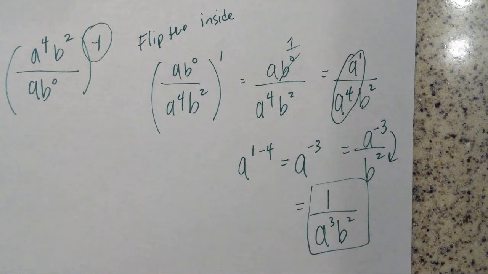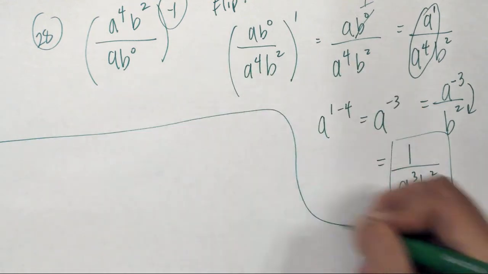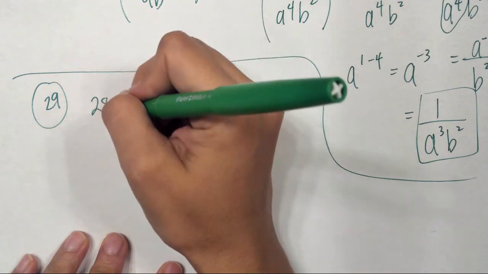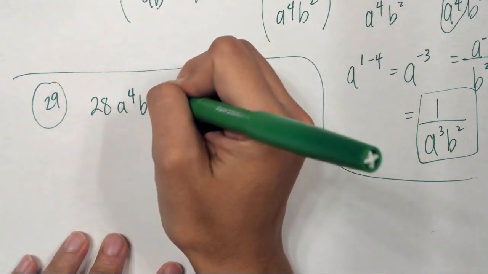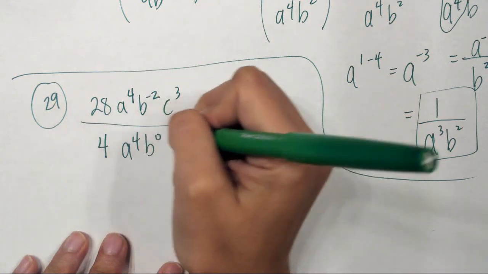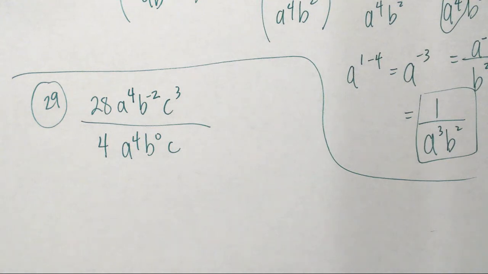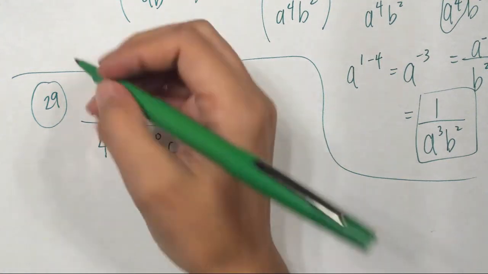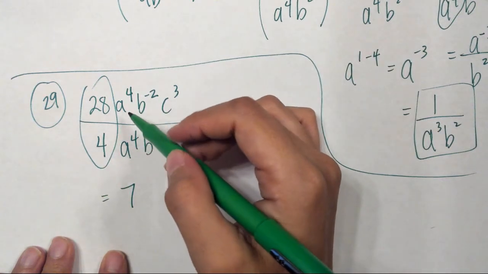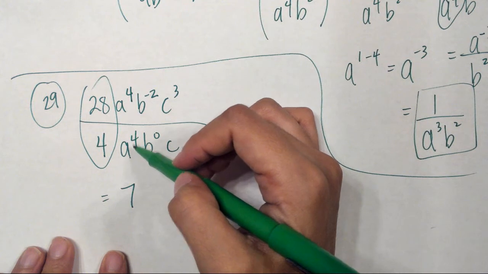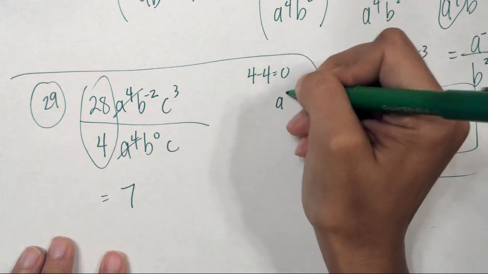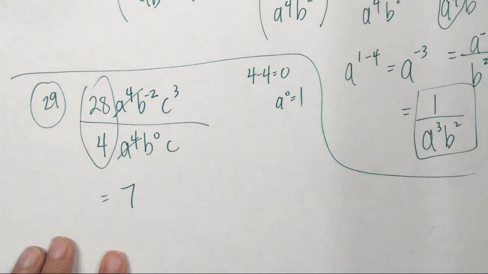Alright, let's look at number 29. 29 says we have 28 a to the 4th, b to the negative 2, c to the 3rd, over 4a to the 4th, b to the 0, c. Alright, so 28 divided by 4 is 7. So I can just go and simplify that real quick. So you're going to get 7, right? Do you see how I have a to the 4th on the top and a to the 4th on the bottom? Those are going to cancel. Also, if you think about it, 4 minus 4 is 0, so a to the 0 is 1. So that's why those guys cancel.